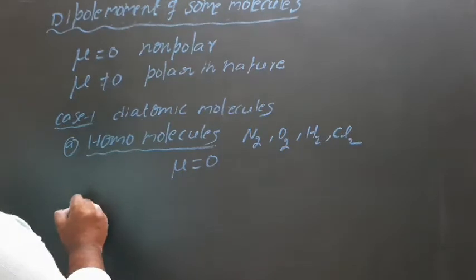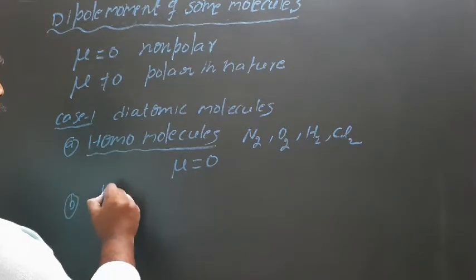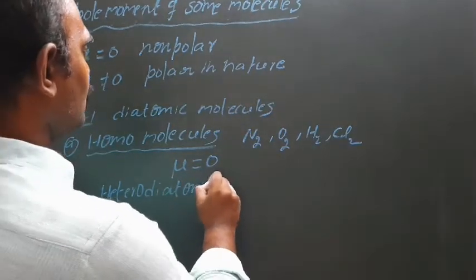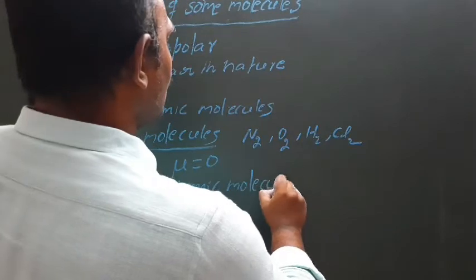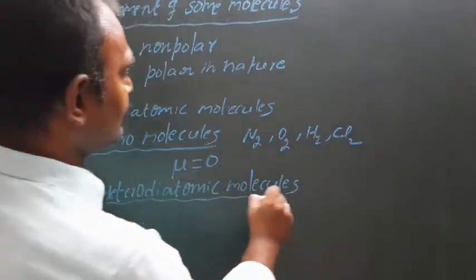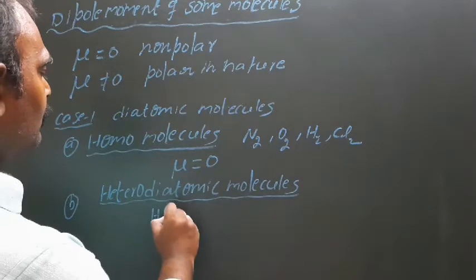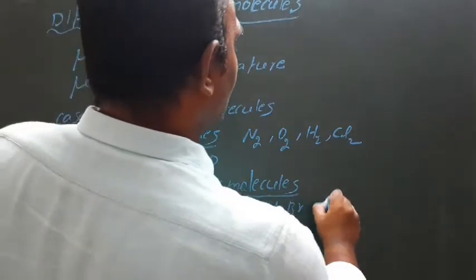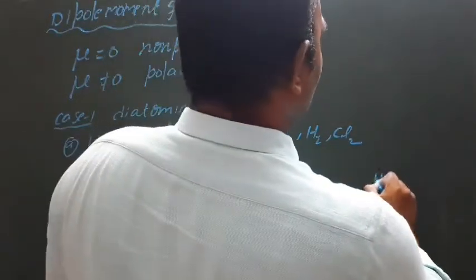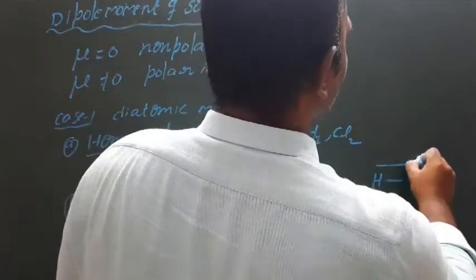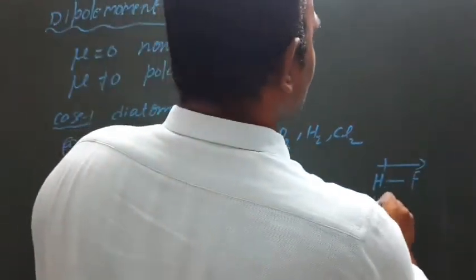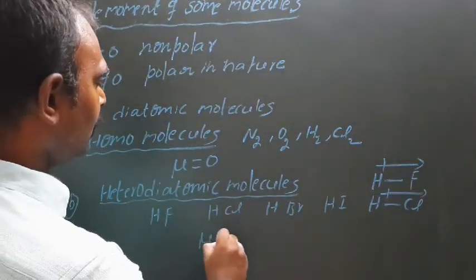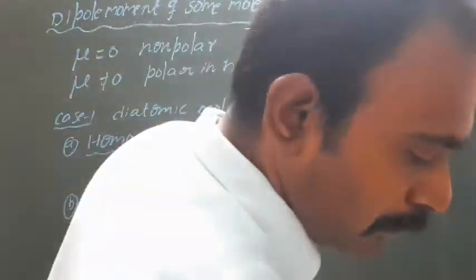Now coming to the second part, heterodiatomic molecules. Now see here, HF, hydrogen chloride, hydrogen bromide and hydrogen iodide. Suppose we take any molecule, hydrogen chloride. The bond moment is always towards the more electronegative atom, in the same way towards the chlorine atom. In this case, dipole moment will never be 0.